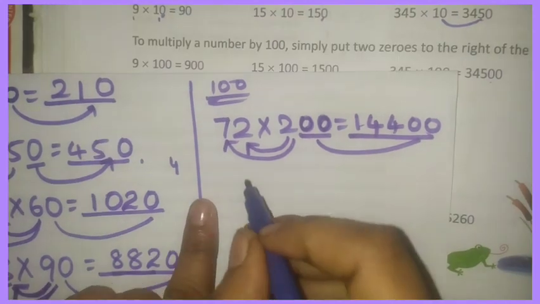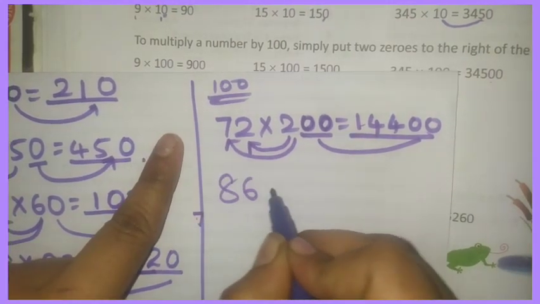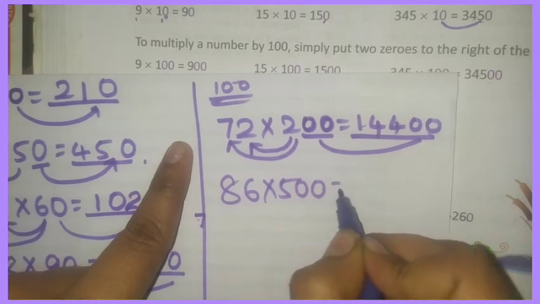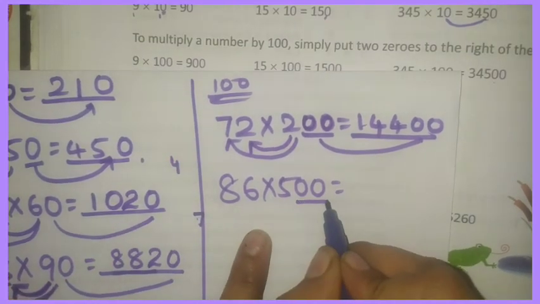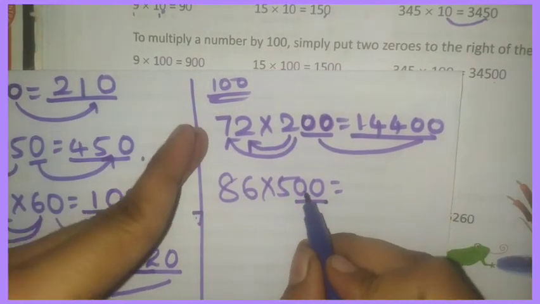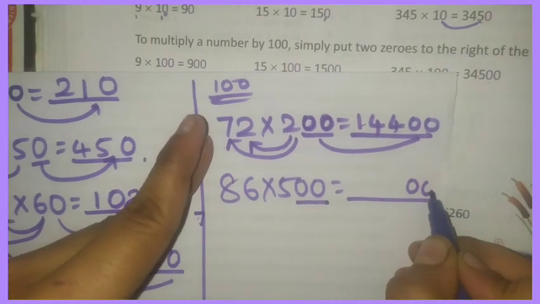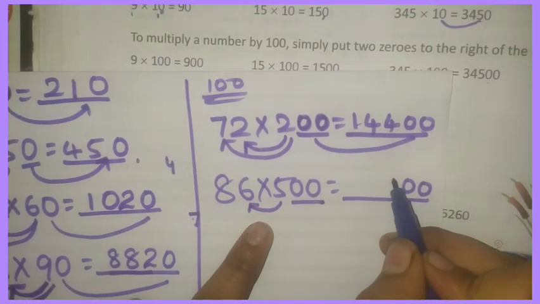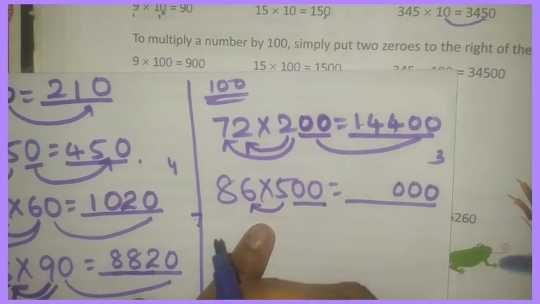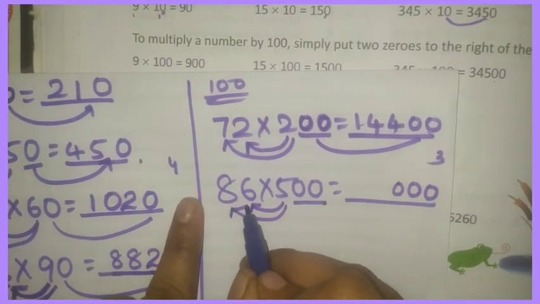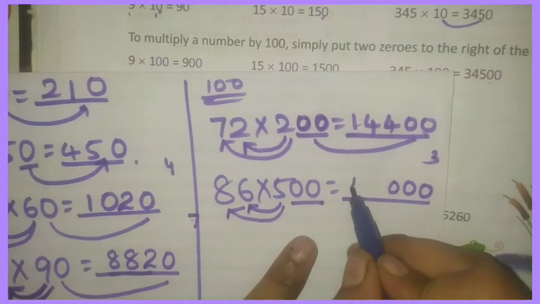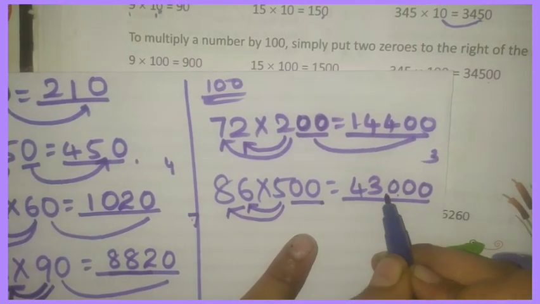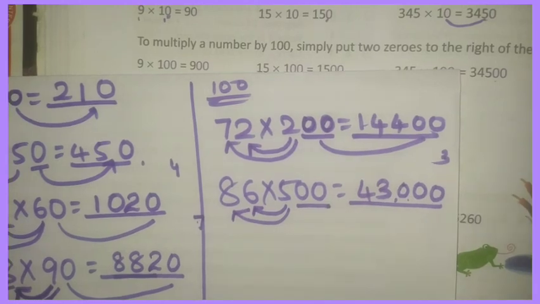One more example. 86 into 500 is there. How many zeros are here? 2. So we'll keep these 2 zeros here, and 5 sixes are 30. 30 means 0 here, 3 taken as carry. 5 eights are 40. 40 plus 3, 43. Very simple and easy.